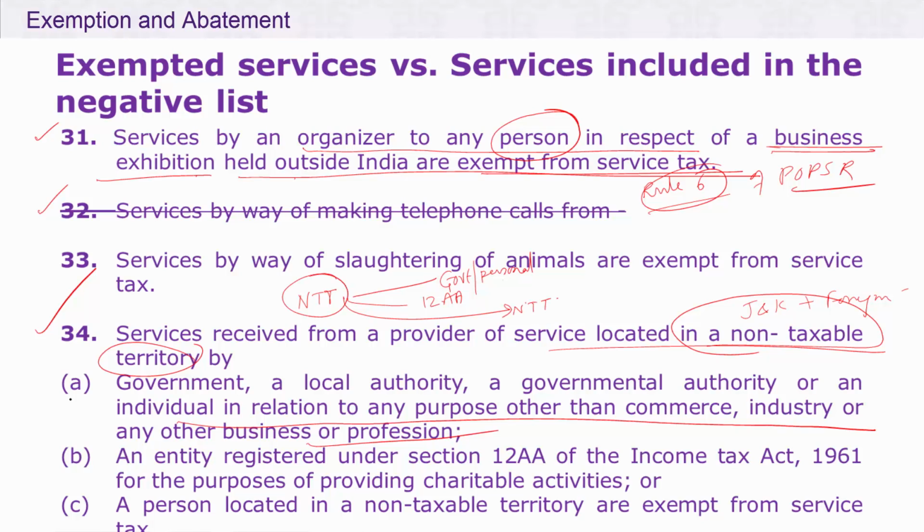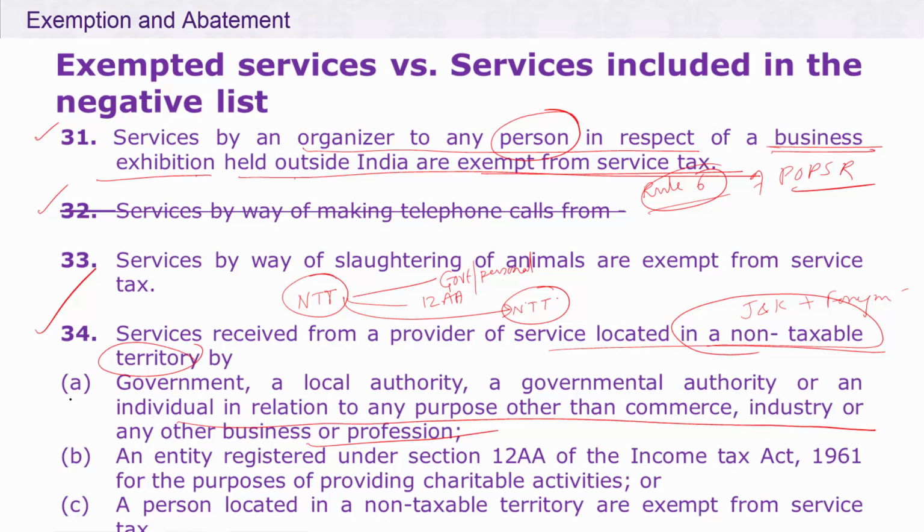Non-taxable territory, even if it is Jammu and Kashmir, it is okay. So these are exempt. What would be the implication? Let me give you a few examples. For example, suppose there is an immovable property.